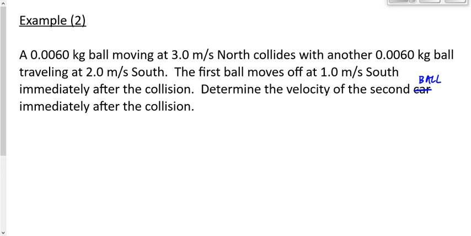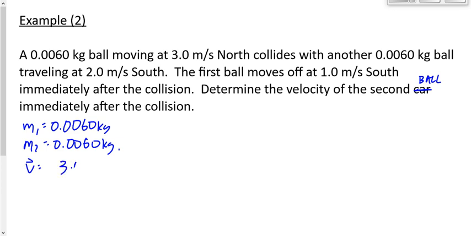Let's write down some givens here. We're going to say that the first mass is 0.0060 kilograms. Actually, they both are, right? We got a velocity here that's 3 meters per second to the north. So it's positive. But what are we going to call it? Is it v1 or v2? Yeah, it's v1. Is it v1I or is it v1F? This is I. This is the initial velocity of object number 1.